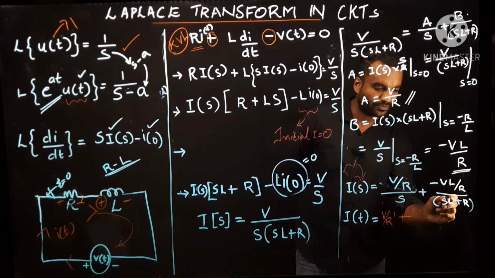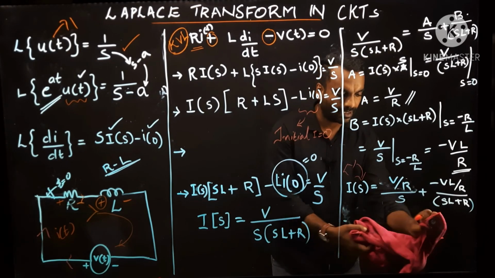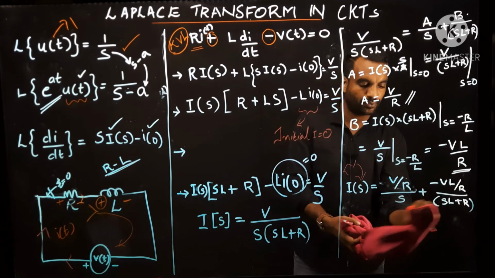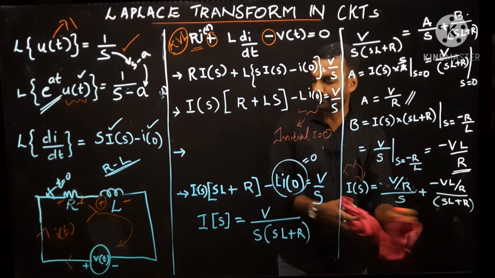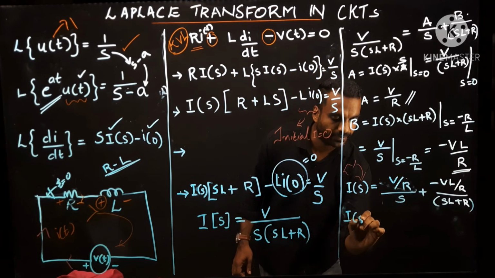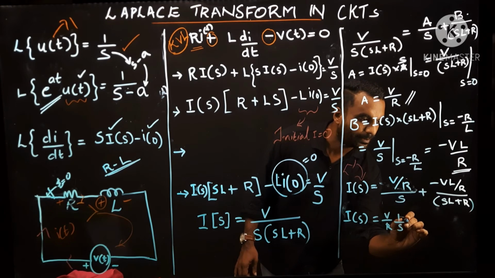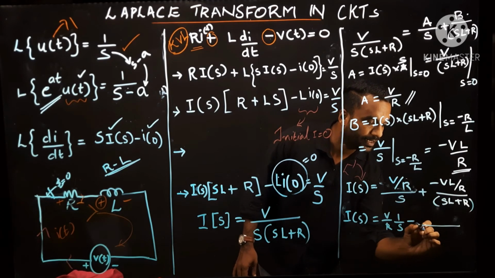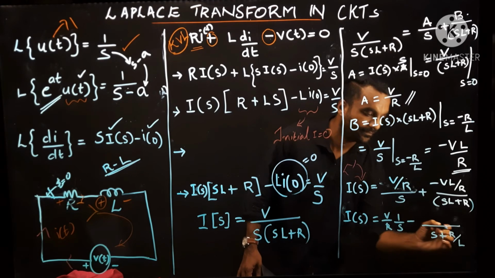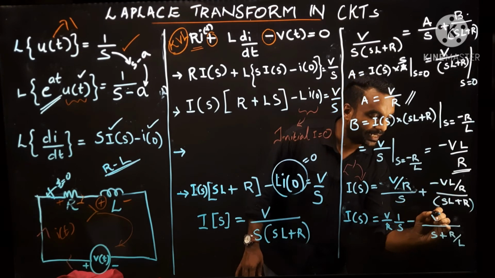Take an L outside from this one. We can do this step after some time. Before that, we have to rearrange this equation. So if you are rearranging, this will become I of s is equal to V by R into 1 by S minus, taking L outside. L outside means S plus R by L, and the L taken outside will get cancelled with the L in the numerator. So it is V by R again.